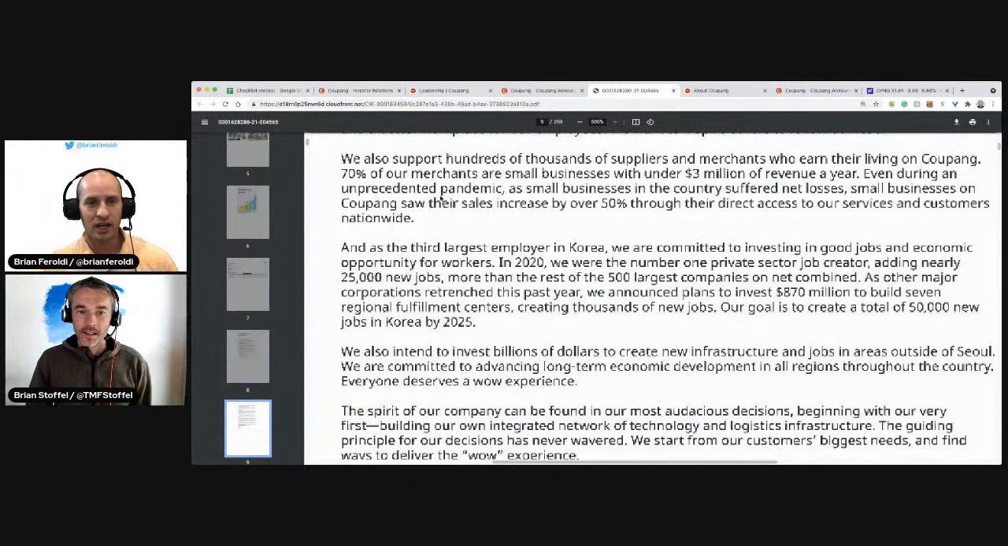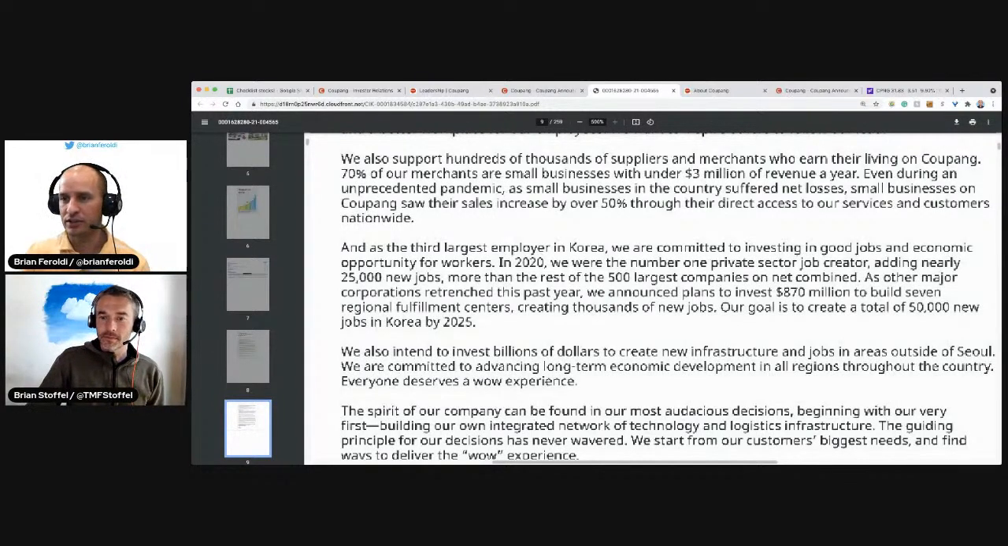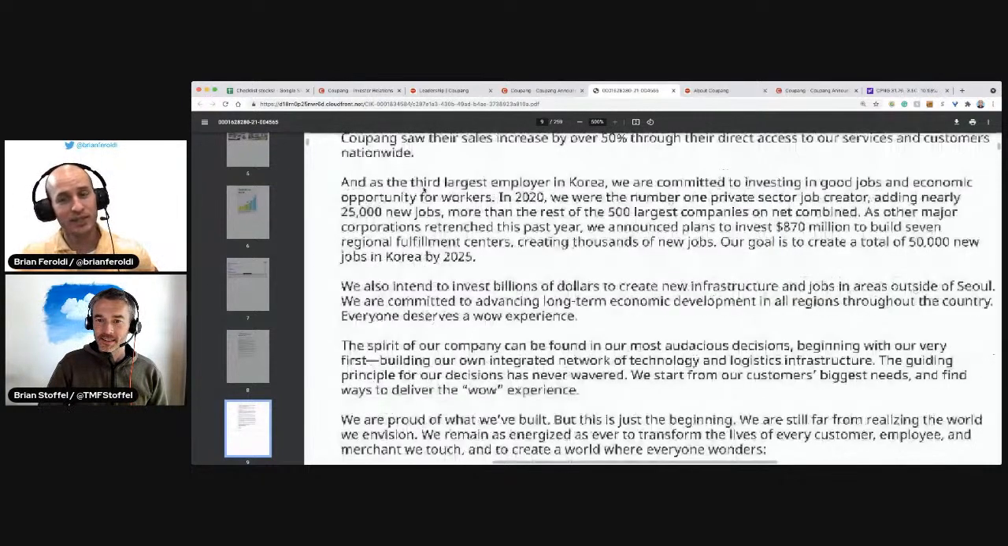Yes. Even during an unprecedented pandemic, our small businesses in the country suffered. Small business and Coupang saw their sales increase 50%. I mean, yes. As the third largest employer in Korea. Wow. Korea's got like Hyundai and Samsung. Is Kia from South Korea too? Yes, I think so. We are committed to investing in good jobs. The number one private sector job creator.